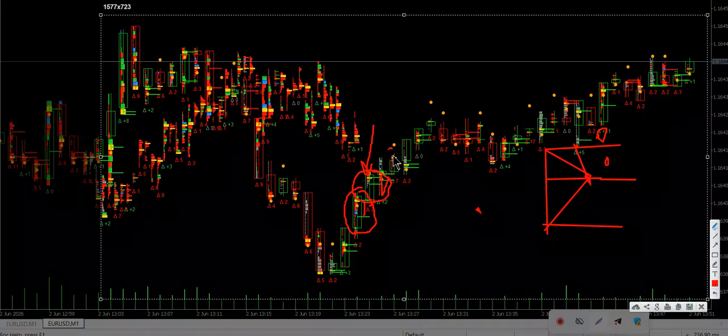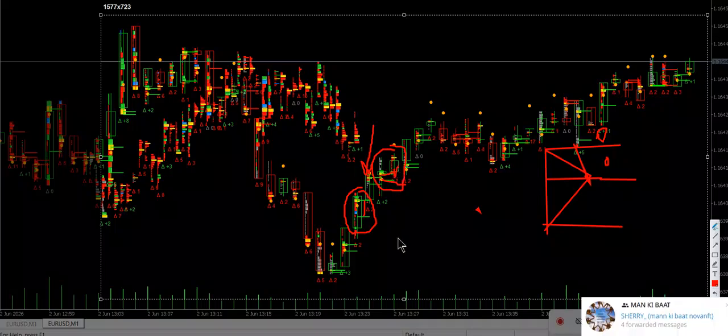This again you may check it in this pair also. Here you may see that this is active area and this candle came in the active area then went back. Clear? So many examples are here.